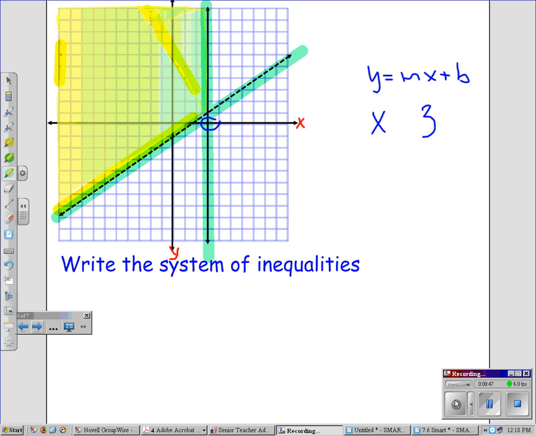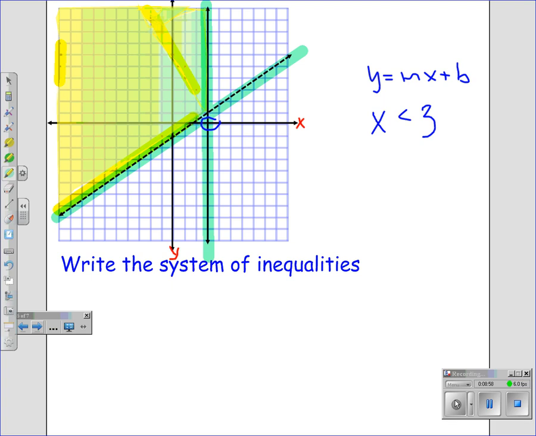All right. I would like somebody to tell me on the x and the 3, what are we going to put in there for a symbol? Kyle? Less than or equal to, definitely, because it's being shaded to the left, so it's less. It's solid, so it's or equal to.